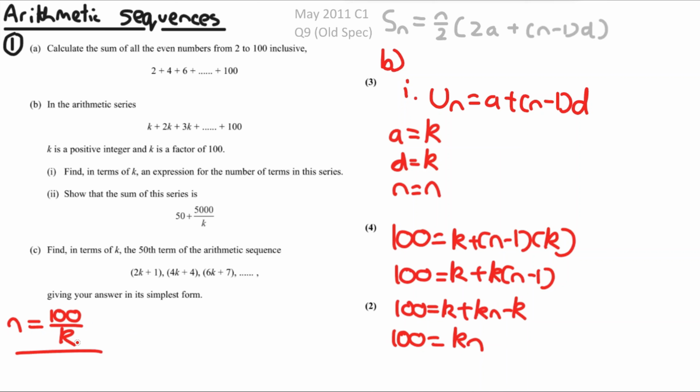So n is equal to 100 over k, and we're told that k is a factor of 100. So that means that k is going to be something like 5 or 4 or something like that. So whenever we do 100 divided by k, it's going to be an integer. It's going to be a whole number. So therefore, this is a valid solution because n will be a whole number, and therefore it will be a term in the sequence. And then this is going to be the number of terms in the series. There is going to be 100 over k terms, as this is the final term in the series. So this is the final answer.